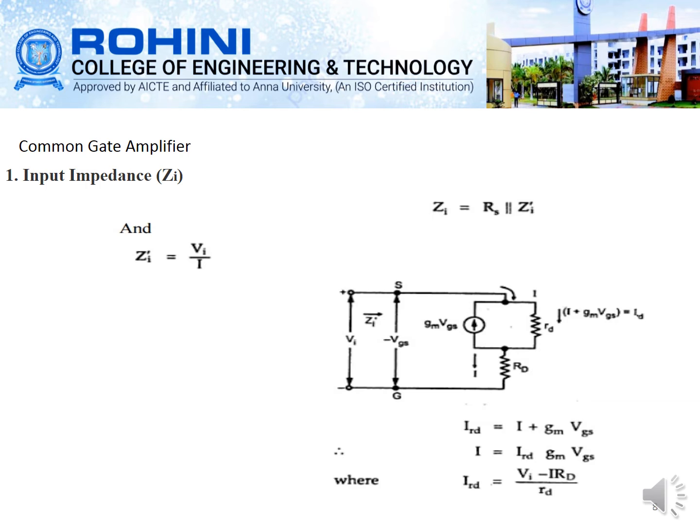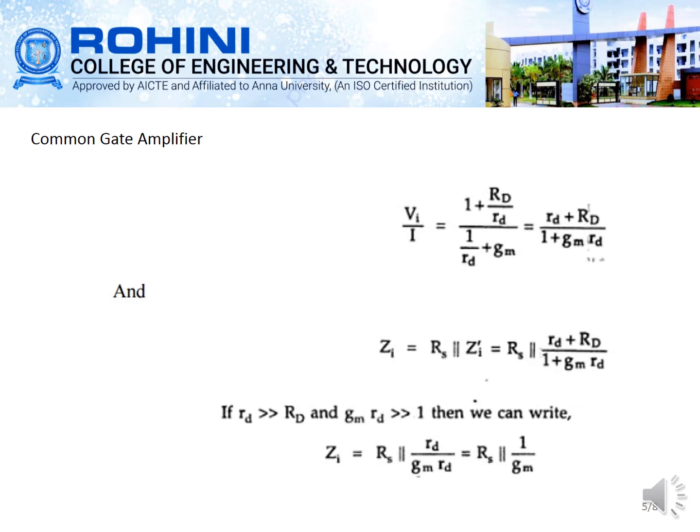Now we simplify and write the equation as I_RD is equal to I plus gm into VGS, and I is equal to I_RD minus gm into VGS. So I_RD is equal to (VI minus I_RD) divided by rd, and here VI by I is equal to (1 plus RD divided by rd) divided by (1 by rd plus gm). We simplify this term by taking the LCM and we can cancel the factor rd, so the denominator terms are cancelled, and finally we get (rd plus RD) divided by (1 plus gm into rd).